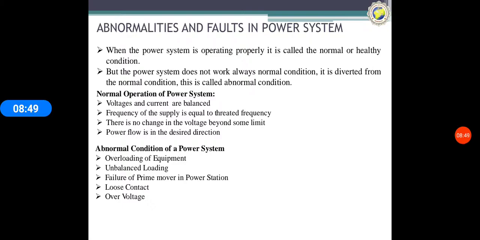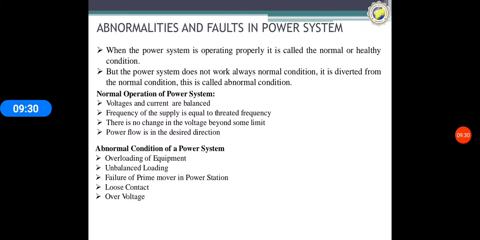So what is the normal operation of a power system? We can consider that the voltage and current are balanced. It means the three phase voltages are equal and the three phase currents are almost equal. Almost, because in three phase systems every phase may consume different load or power and current.